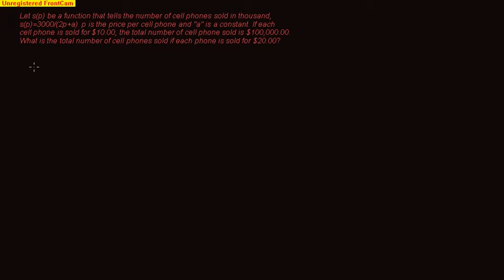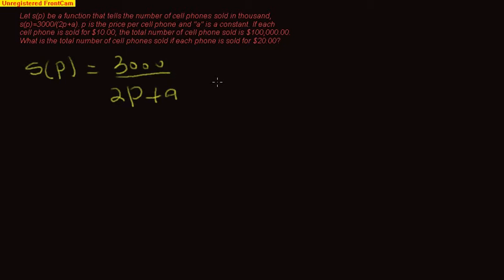First things first, let's write that out so we can see it properly as a function. S of p equal to 3000 divided by 2p plus a. Now, p is the price per cell phone and a is just a constant. That means it doesn't change. It's not a variable like p, it's a constant. So that's one thing we want to keep in mind, the difference between p and a. A will remain the same no matter what.